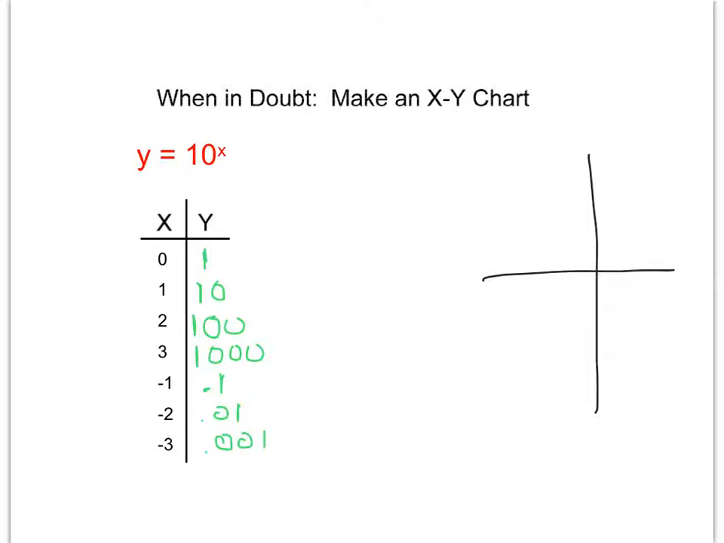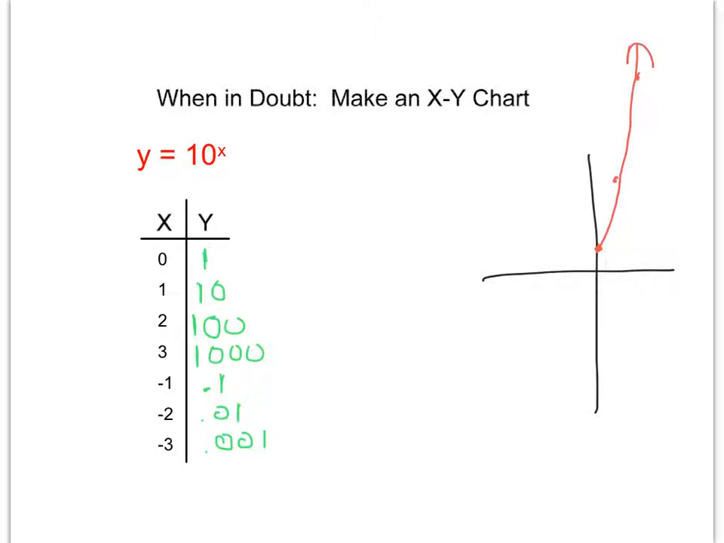When we plot these points, you're going to see once again, my y-intercept is 1. So when x is 0, y is 1. That's right here. If x is 1, y is 10. Up here. When x is 2, y is 100. When x is 3, y is 1,000. It's already off the page. So we're going to shoot this thing up here like this. It gets big very, very quick.